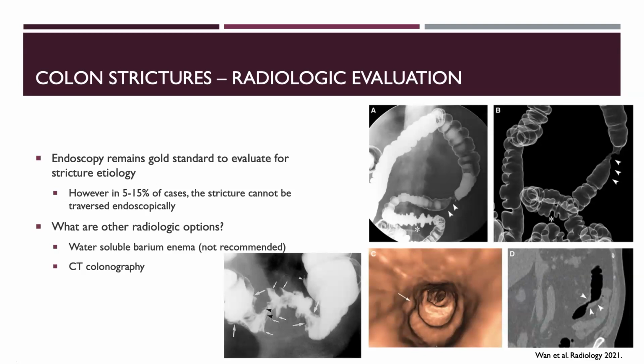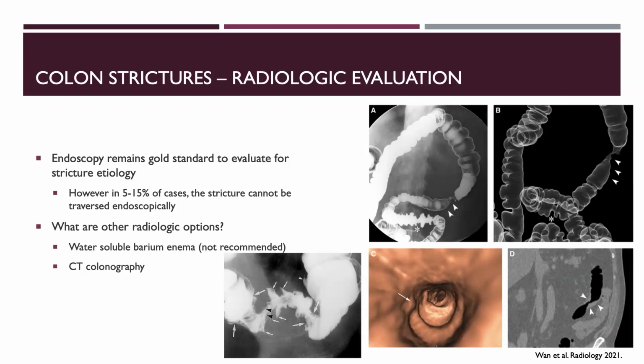Not only is it direct visualization, we can biopsy at the same time, and then we can also potentially therapeutically intervene. However, there are some cases, 5 to 15% of cases, where the stricture is so tight that we can't traverse it endoscopically. And why does this become important? So it's not uncommon that the ends of a stricture may look benign, but the center of the stricture is malignant.